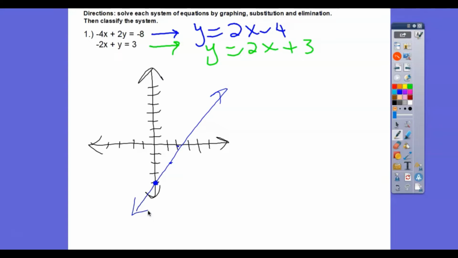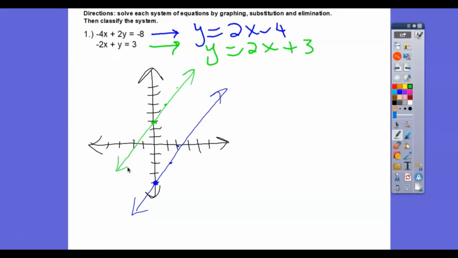Then I'm going to do this again with the other line. So the other line has a y-intercept of 3, 1, 2, 3. And my slope here is up 2 and over 1. So I would go up 2 over 1, up 2 over 1. And so here is my second line. So as you notice, these lines look like they're parallel.